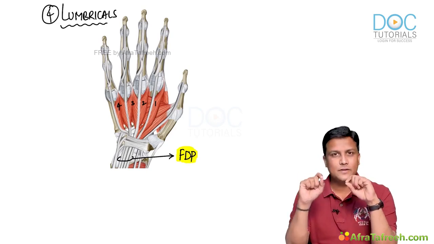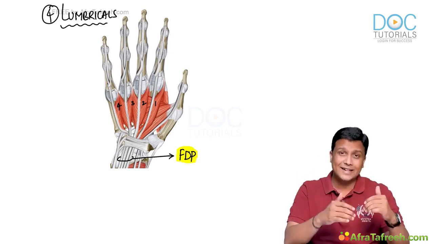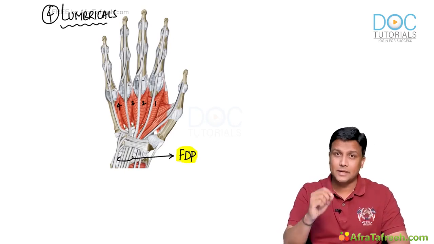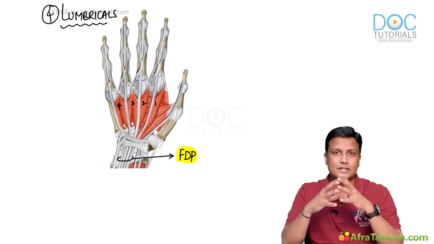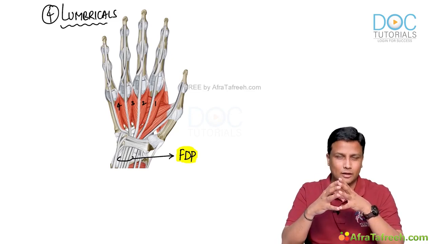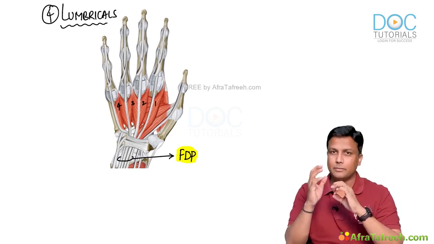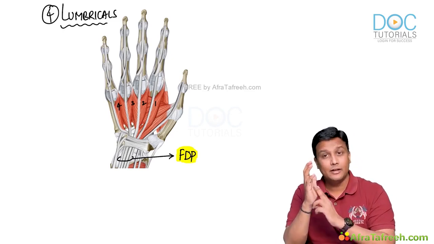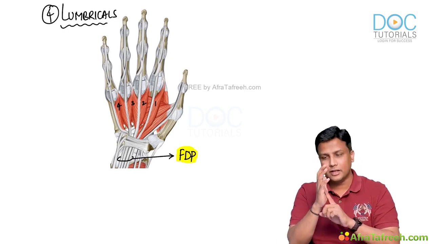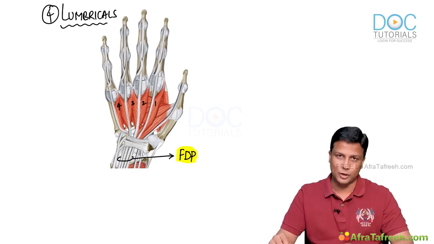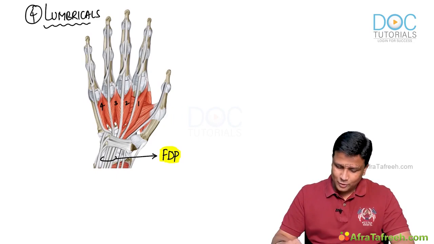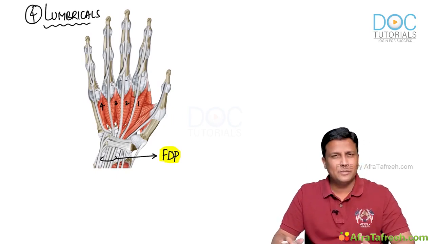Why am I stressing this point? Because recently in the exam they have asked about the muscles getting inserted onto this extensor hood, so you have to know which muscles are getting inserted there, guys. I repeat again, lumbricals originate from the FDP tendon, and after originating they take a turn, go back and get inserted onto the extensor hood. That is the reason why it is a unique muscle.